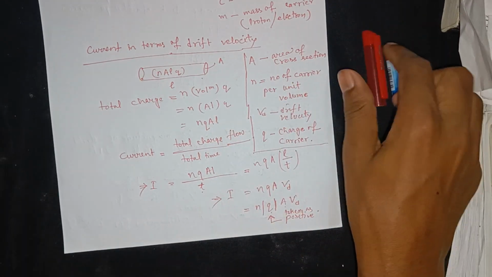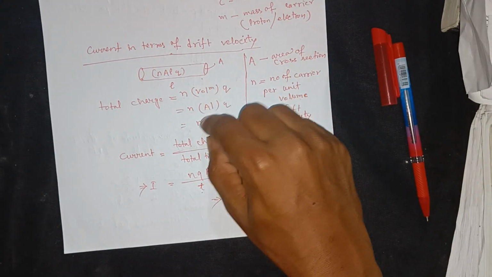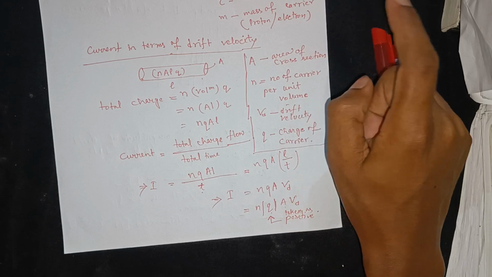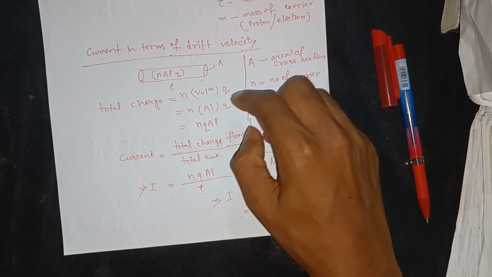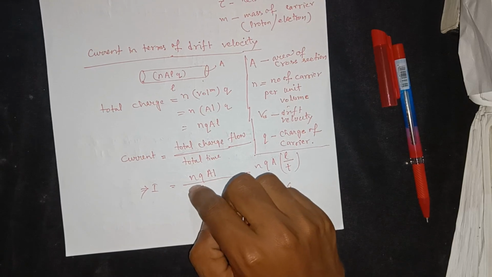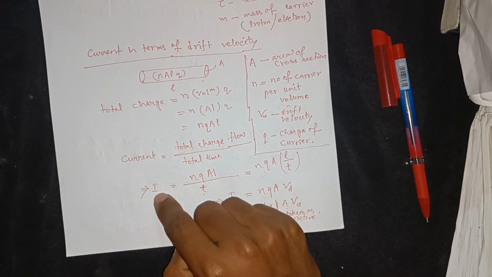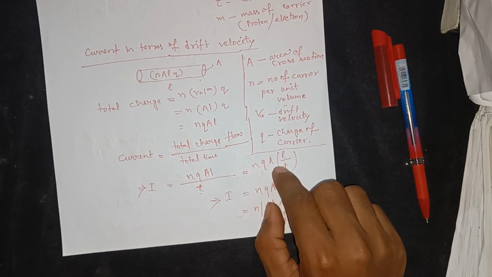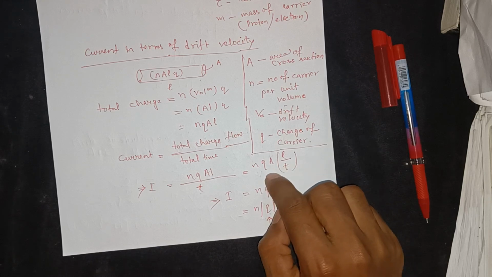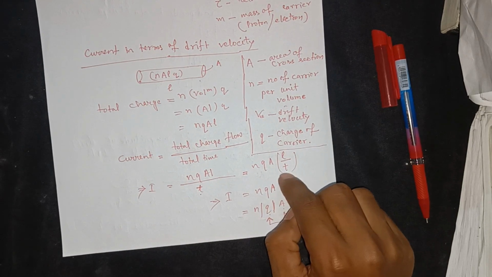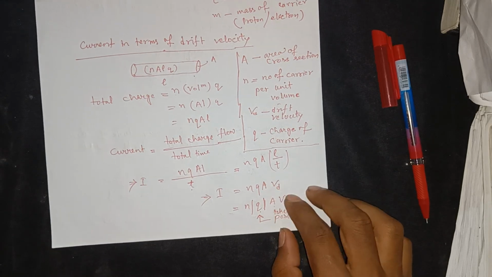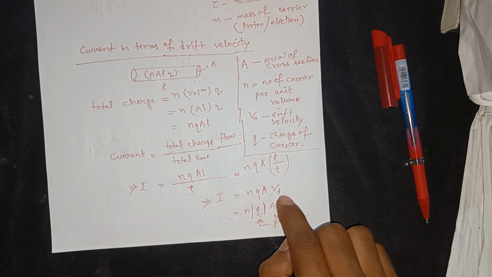This is the total charge on that conductor, and current is equal to total charge flow divided by total time. So this is the amount of charge flowing, and the time is t. So n q A L divided by t is the current, and L by t will be the velocity. So n q A vd, where vd is the drift velocity. So you will get I is equal to n q A vd.